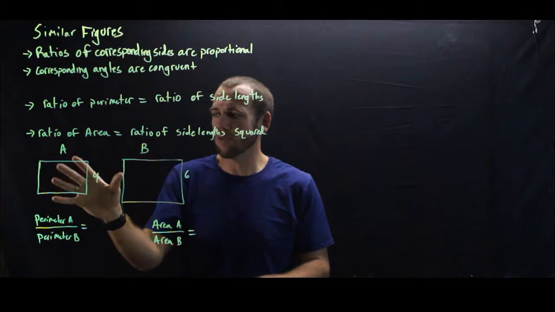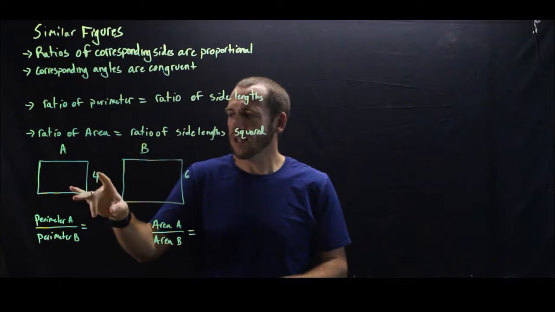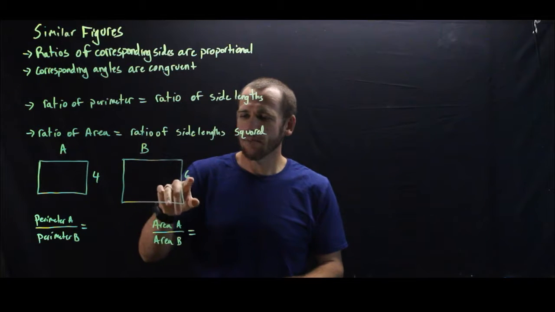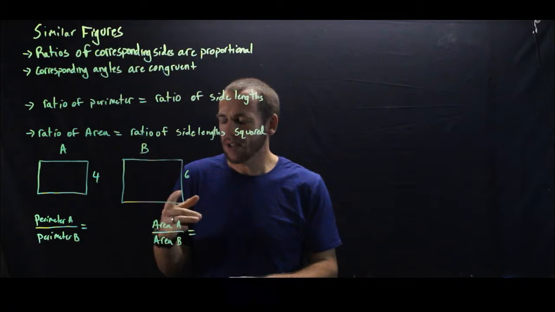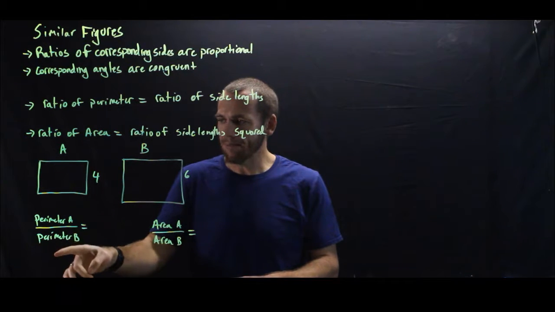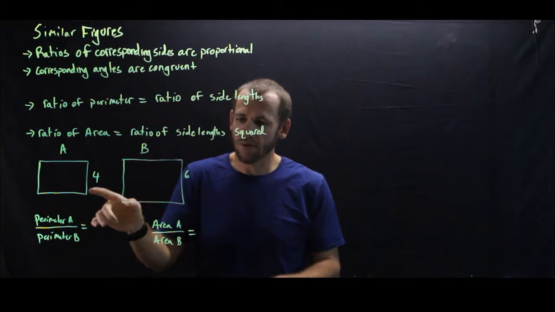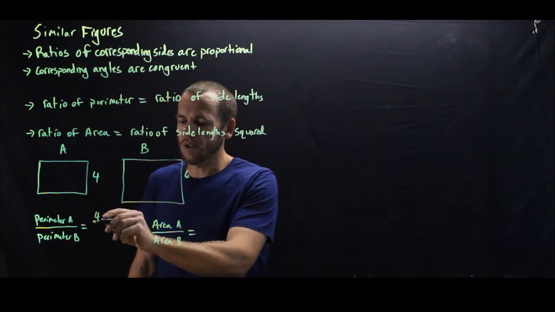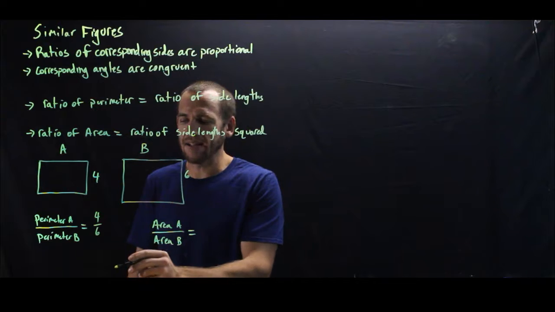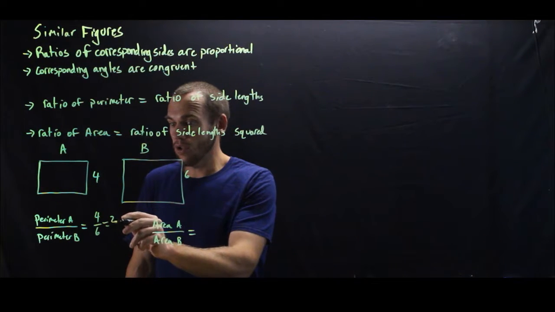I have two rectangles here, rectangle A, rectangle B. Rectangle A has a side length 4, rectangle B has a side length 6, and these two rectangles are similar. So because of that, we know the ratio of the perimeter of A to B is the same as the ratio of the side lengths of A to B. Well, the perimeter of A to B then is equal to 4/6, since those are the corresponding sides. And this reduces to 2/3.